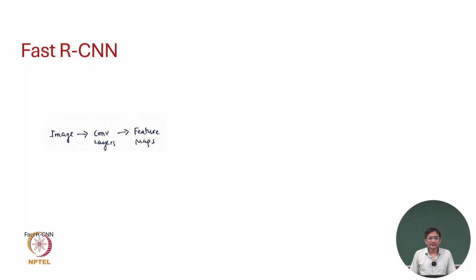So let us try to conceptualize how we can go ahead with just one time passing the image through a CNN, so that we don't need to pass it again and again for different regions of interest. So here in the picture, what we can see is that given the image, let's say we are processing it through a set of convolutional layers, and we obtained a feature map.